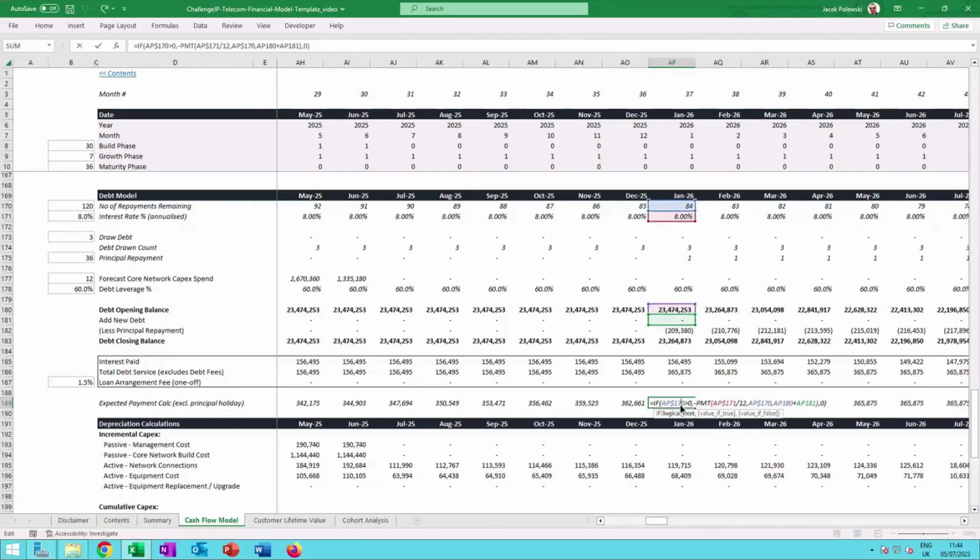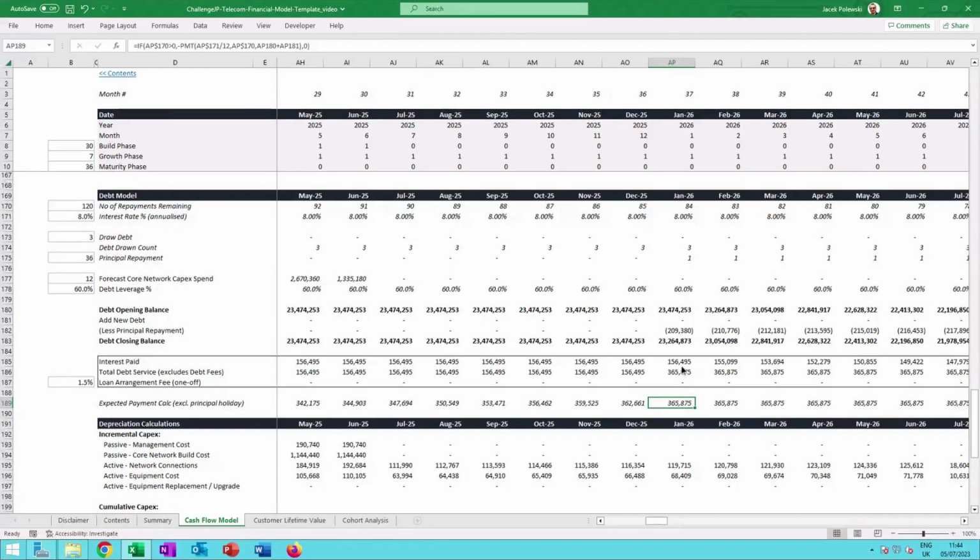So we know that, for example, in here, I know that, okay, well, my debt balance is $23 million. Okay, my interest rate is 8%. So if I go to my rate calculation here, divided by 12, the number of repayments is 84, and my debt balance is almost 23.5 million. So I need to make a total repayment of 365,000, or almost $366,000.